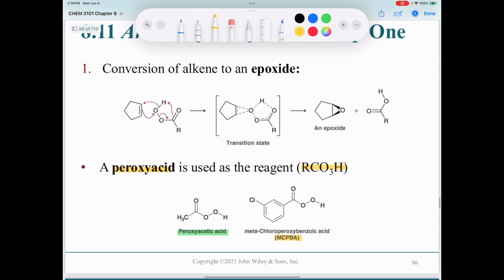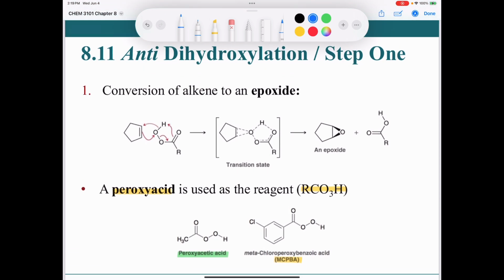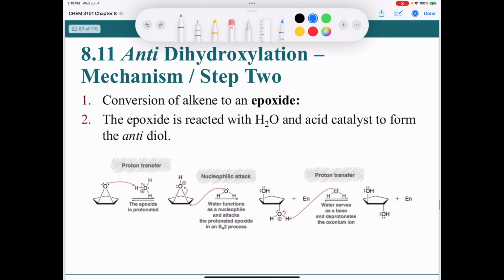Now, I'm not going to test you on this step of the mechanism here, okay? I will not test you on this, so I'm going to remove that star, actually. I should just write here, will not ask. I'm not going to ask you the mechanism for the formation of the epoxide, but it's a pretty neat mechanism. You can see it's a total of 4 curved arrows. And then we end up with our epoxide and we liberate a carboxylic acid. But I will ask you the mechanism of the second step. And that second step is shown right here.